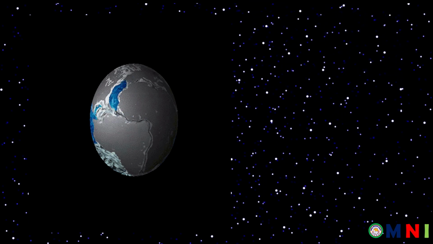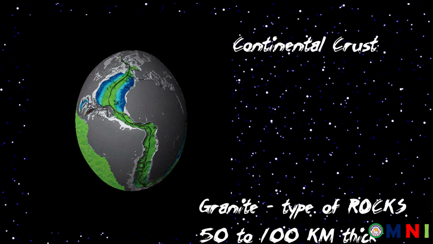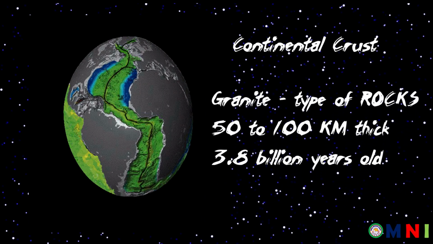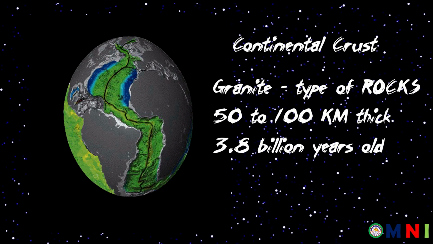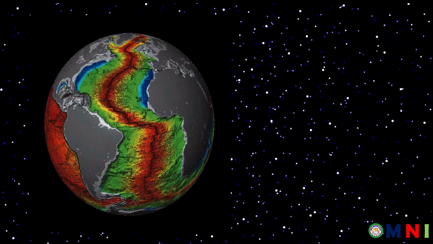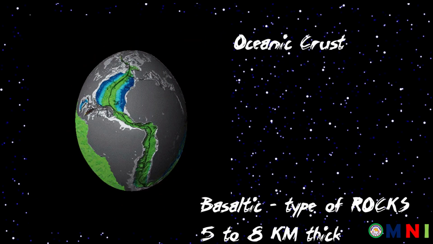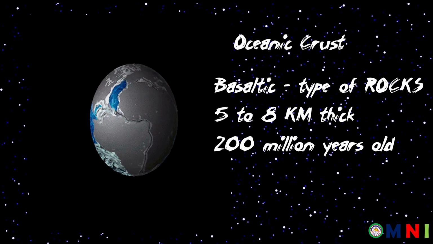Now, let's try to differentiate the two. The continental crust consists mainly of granite-type rocks, which is about 50 to 100 kilometers thick, and they are around 3.8 billion years old. Meanwhile, oceanic crust consists mainly of basaltic rocks. They are around 5 to 8 kilometers thick, and are around 200 million years old.